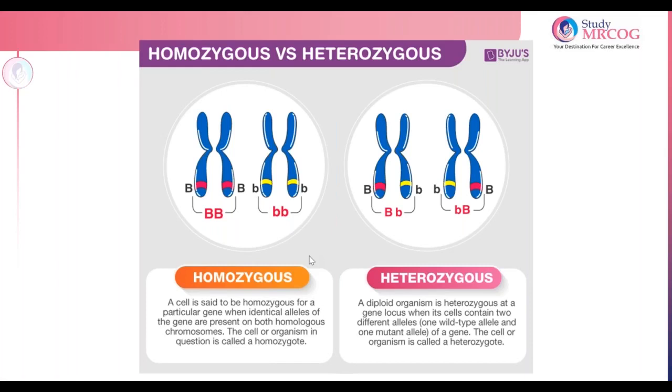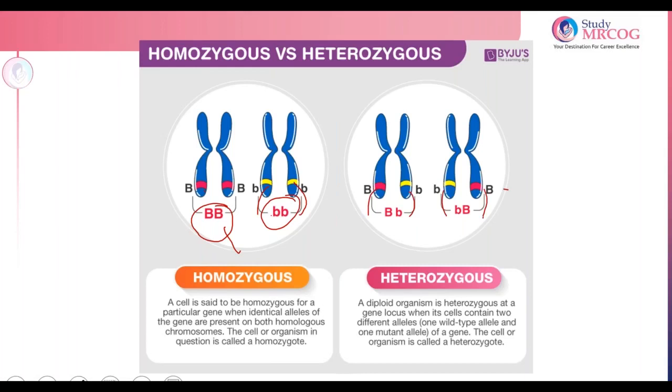As you can see here, this is homozygous: capital B and capital B, small b and small b. Both the sister chromatids carry the same thing. Here also, small b in one sister chromatid, another small b in the other. Here you can see heterozygous: one capital B and one small b. They are not the same alleles of the gene.